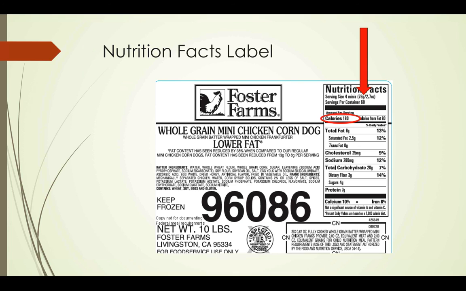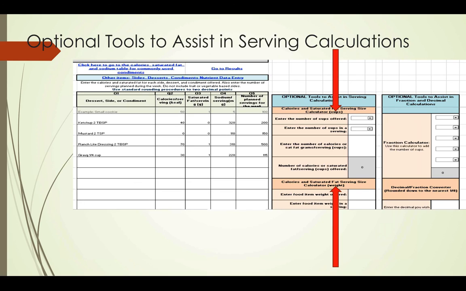The menu is offering 6 mini corn dogs. Calculations from 4 corn dogs to a serving of 6 corn dogs must be made before entering the amounts into the worksheet. The optional tools calculator is located to the right of the sides, desserts, and condiment columns. Use this tool to assist in calculating different offered serving sizes. There is a section for calculating serving sizes offered in cups and in weight.